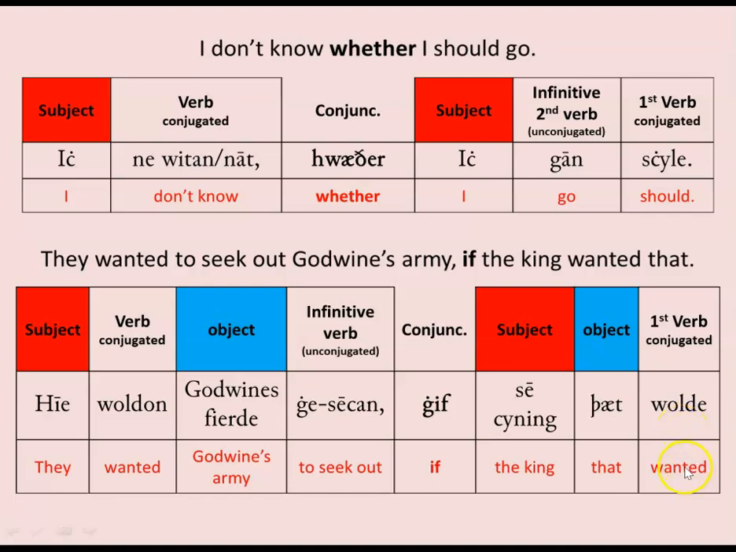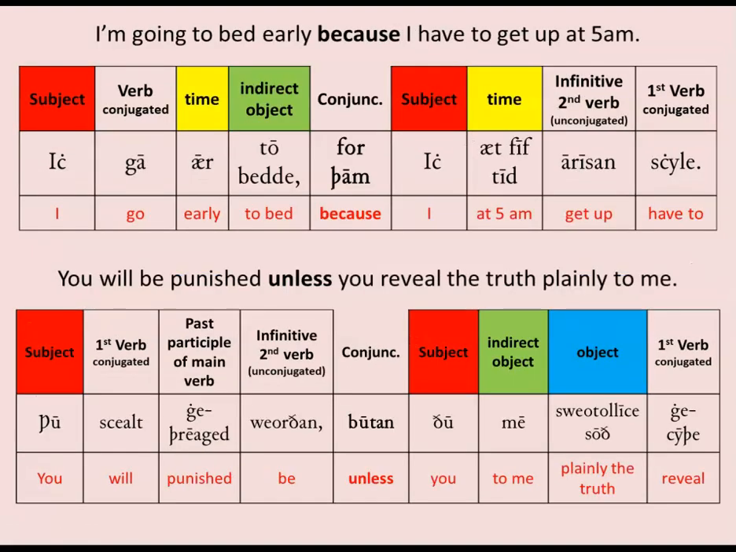Okay, past tense. Now, I'm going to bed early because I have to get up at 5 a.m. Ich ga to bed for thumb ich at 50 reason schule.